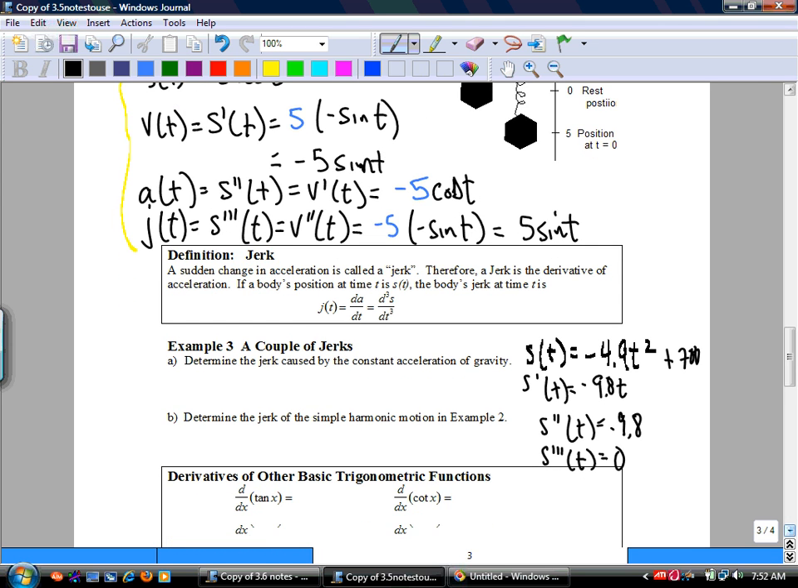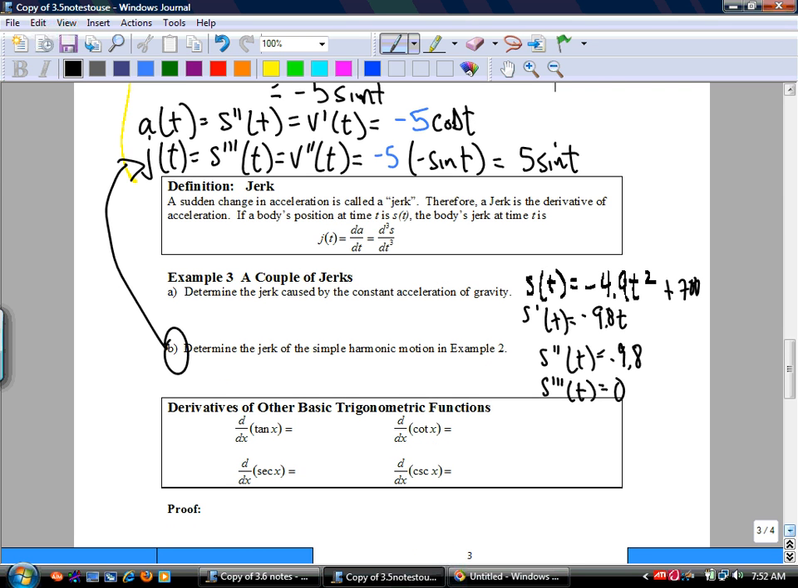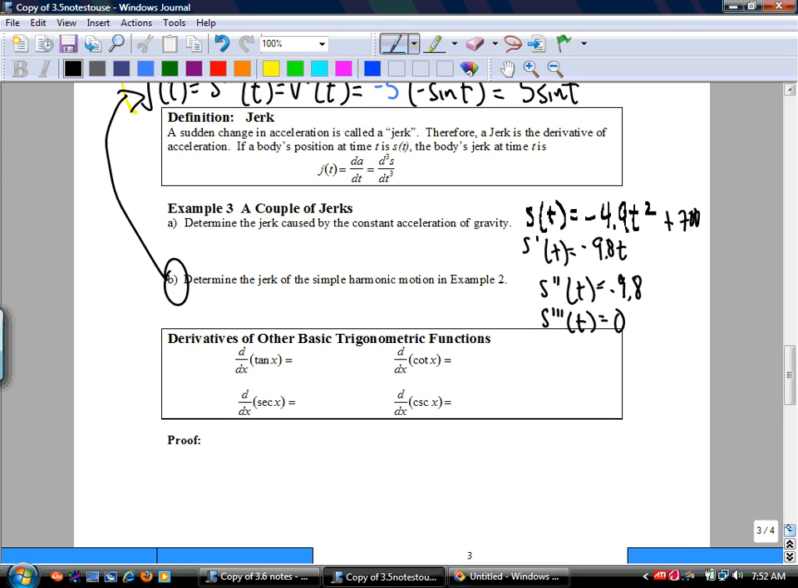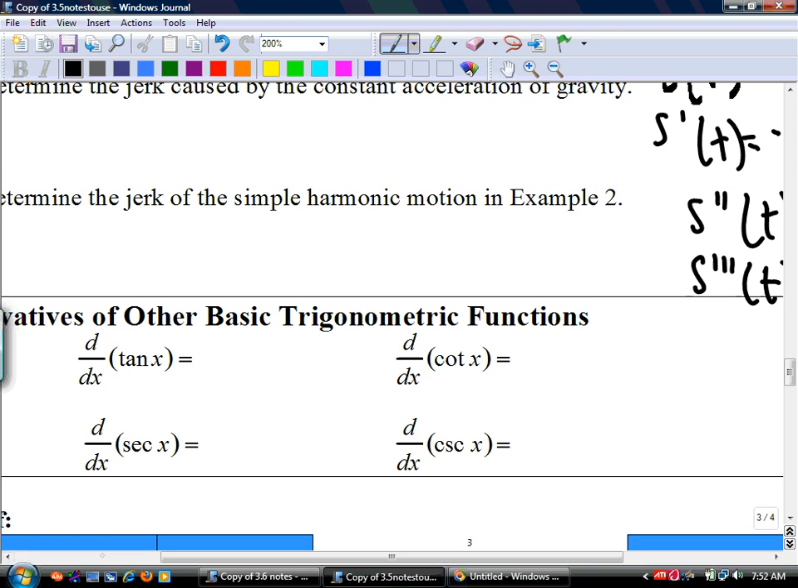Derivatives of other basic trig functions. Tan. We're going to do tan and maybe a couple others. So tan, I don't know what tan is, and I'm not going to give you the rule. We're going to get the rule ourselves. So you could write tan x. How else could you write tan x? Sine over cos. Yep.